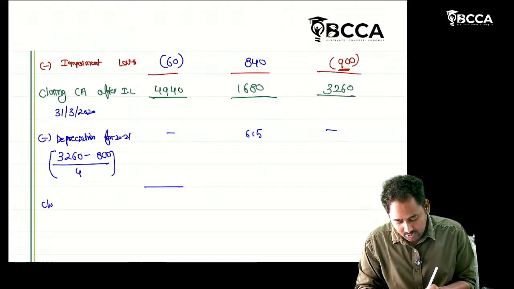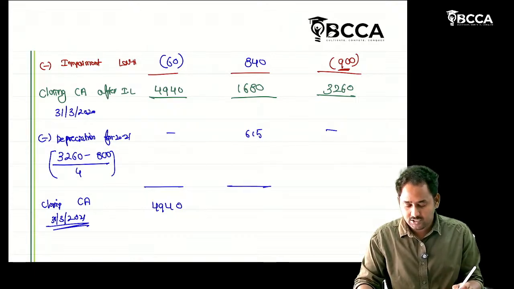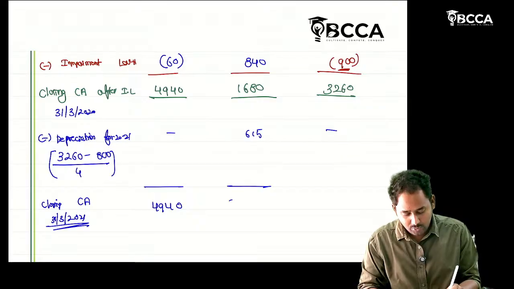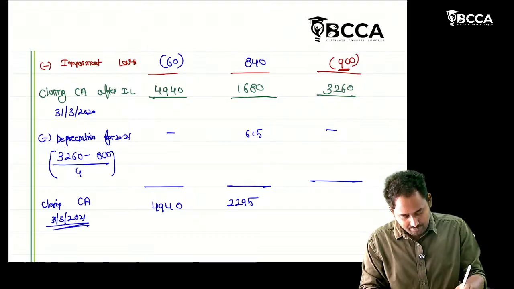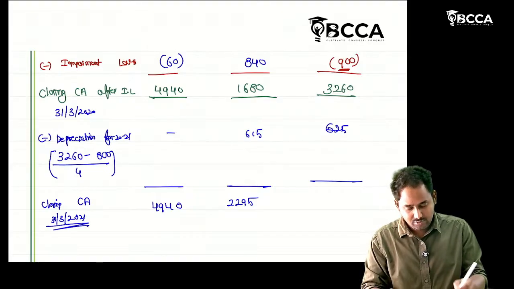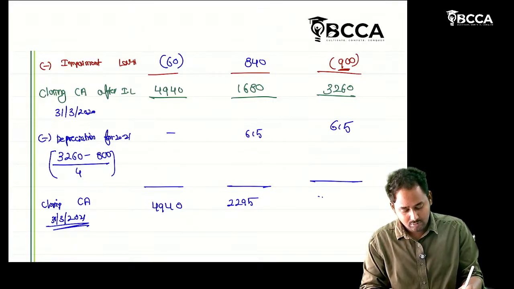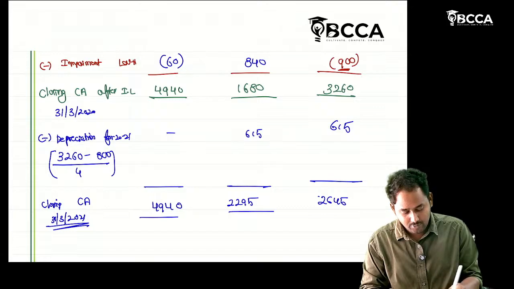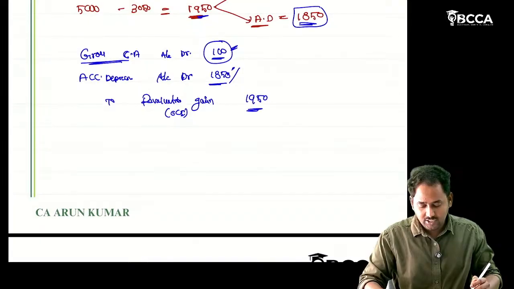Then the closing carrying amount as on 31st 3 2021 is 4940. So what is the total accumulated depreciation? 1680 plus 615 is 2295. So here also 615. Sorry, how much? 2645. Now I should provide the journal entries.